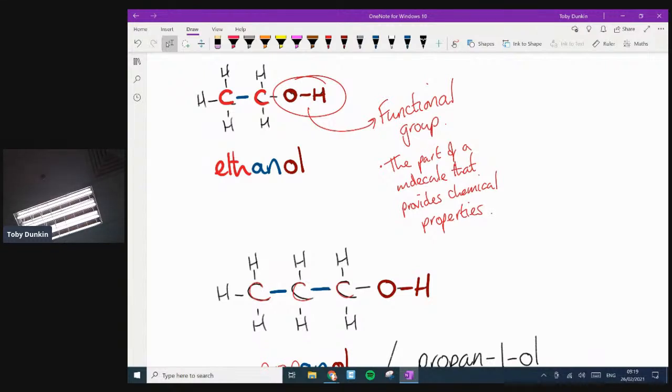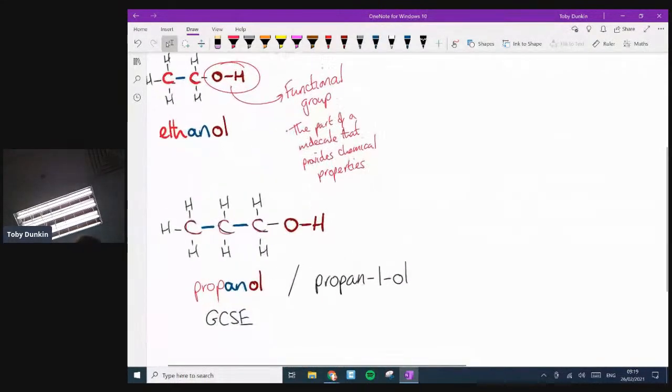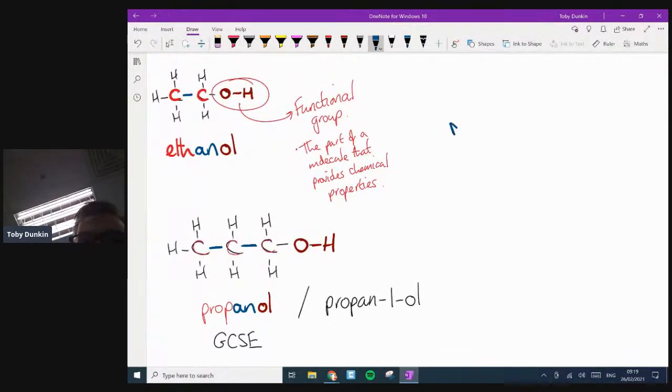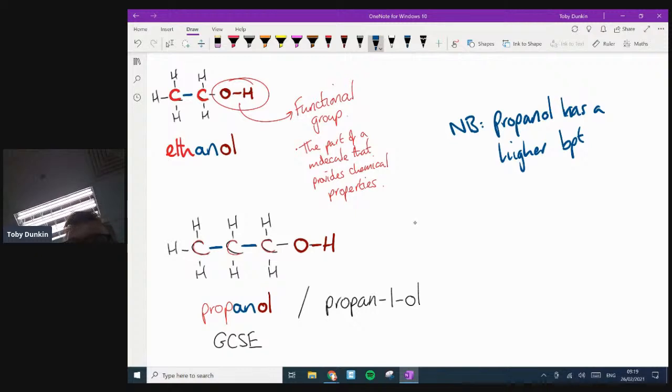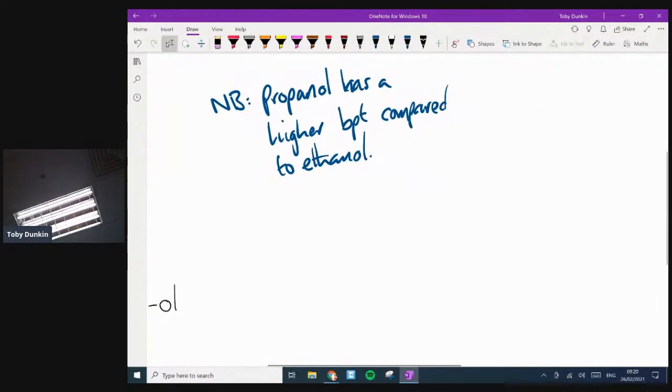Vic, 1 mark. You're doing great. So we can now put a little note over here. Add this to your notes: propanol has a higher boiling point, BPT, compared to ethanol. Now they're going to ask you to explain why. This is GCSE level 8-9. Yeah, they're going to ask you to explain.